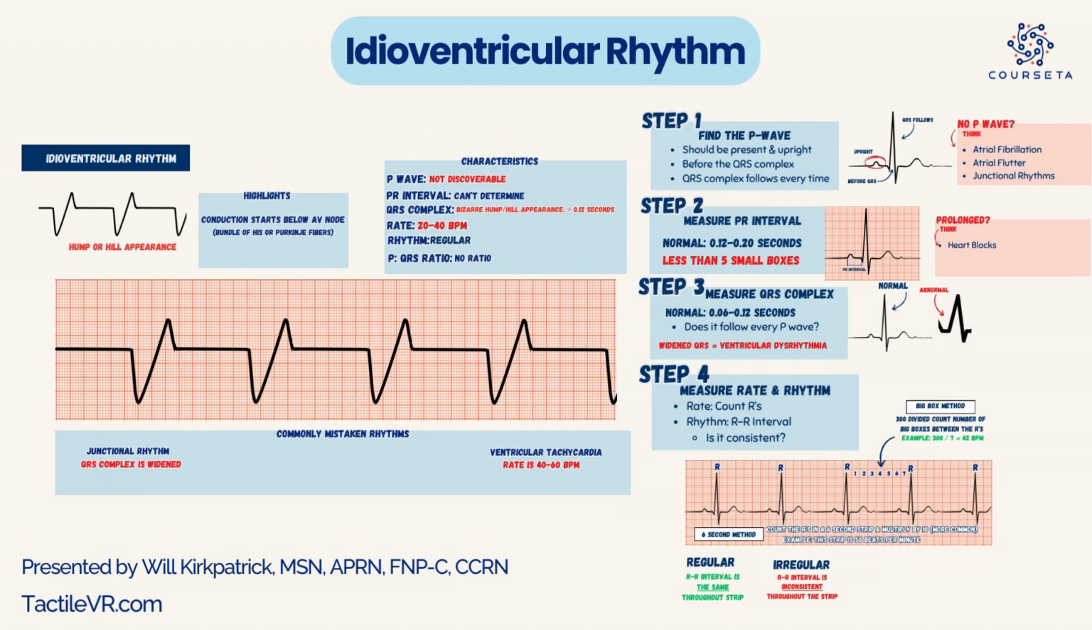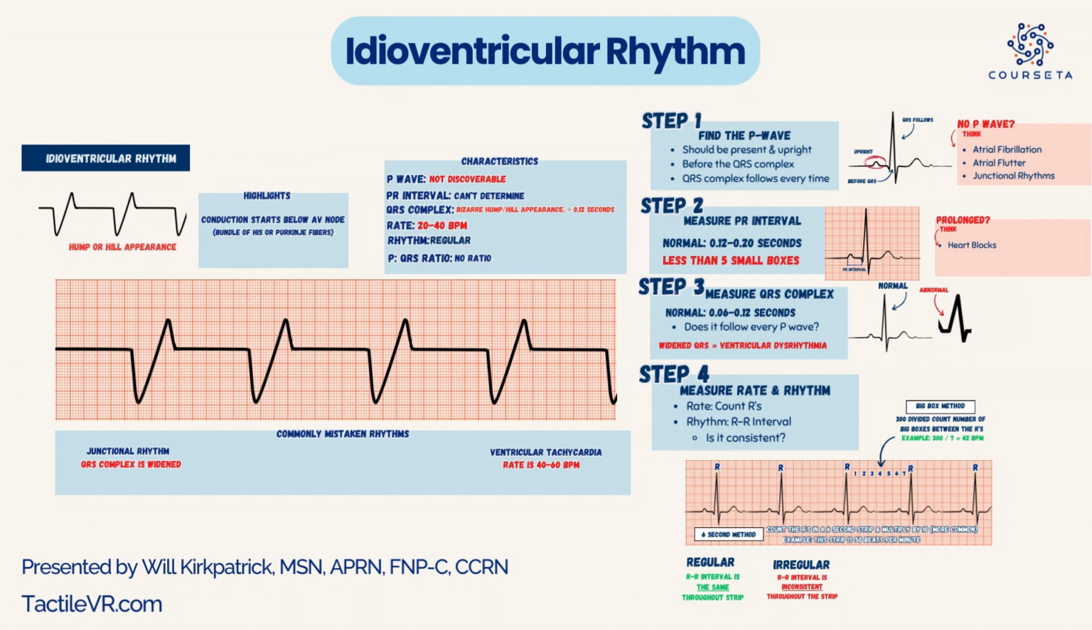All right, so an idioventricular rhythm is characterized by a non-discoverable P wave, a widened QRS complex, and a rate of 20 to 40 beats per minute. Compared to your other ventricular rhythms, you'll notice that these rates are most likely high, of course, with ventricular tachycardia. But in this case, with idioventricular, the rate is slow. So this is what an example of an idioventricular rhythm looks like.